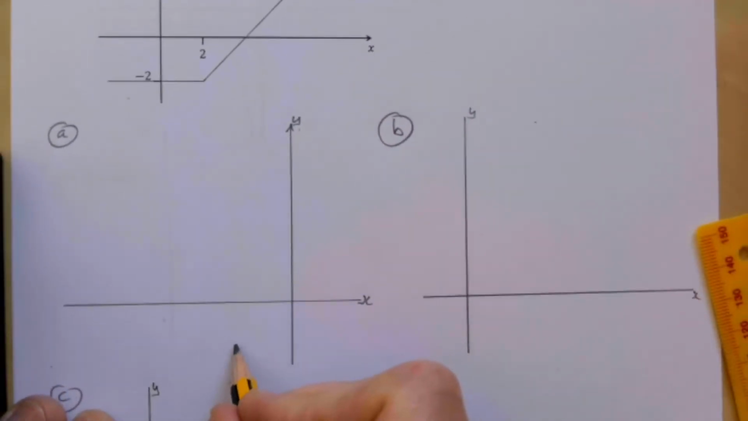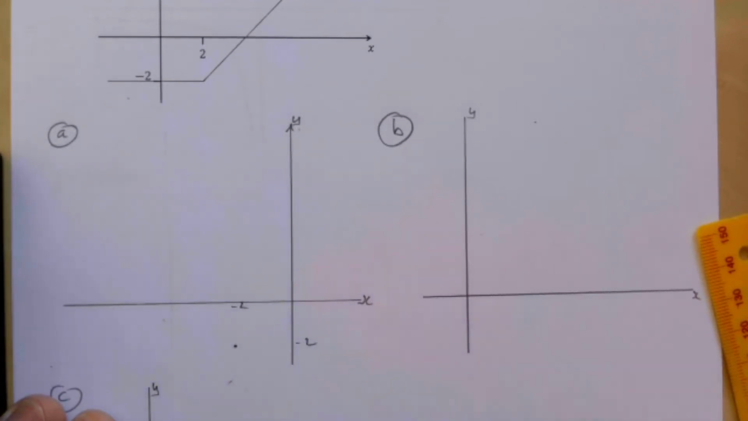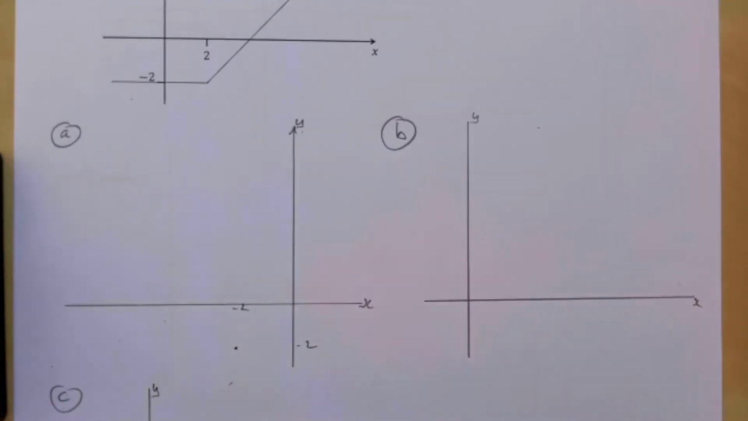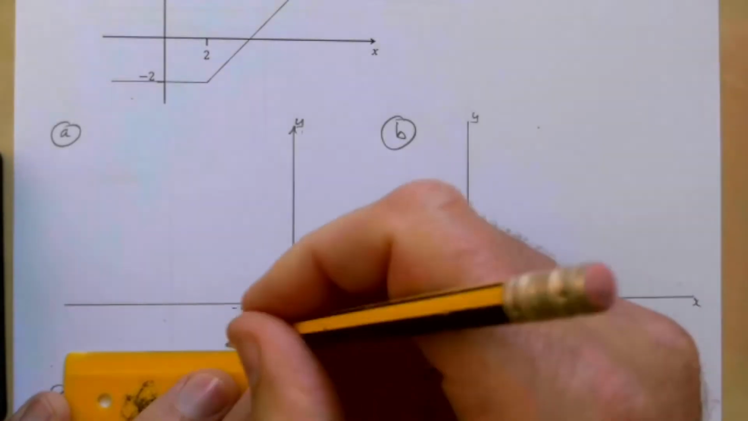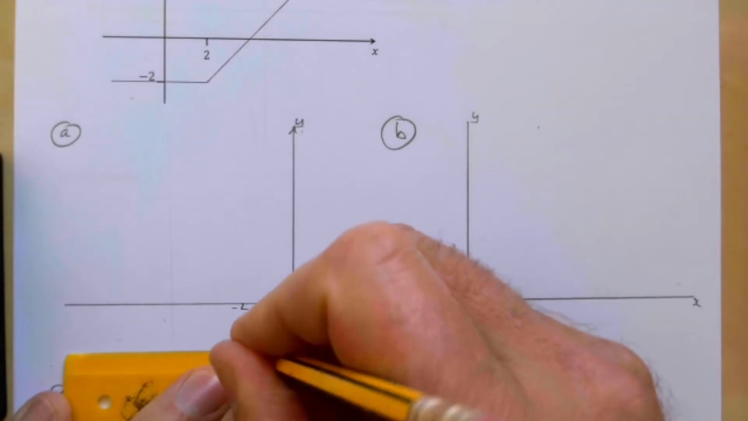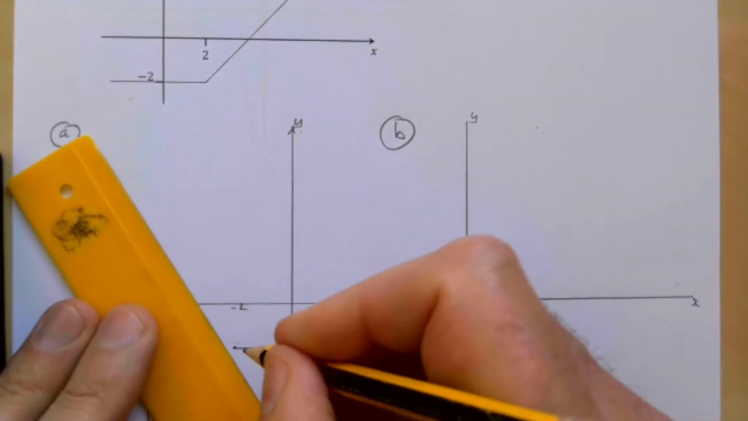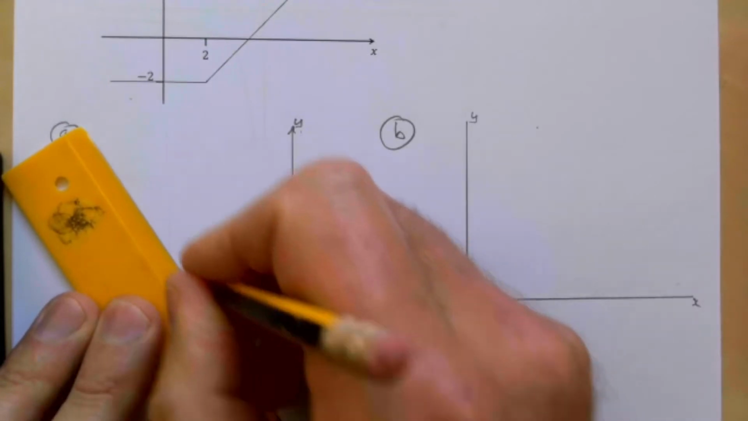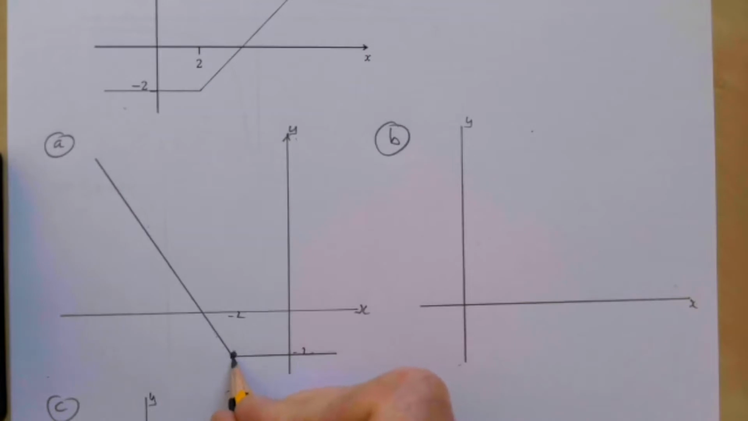So my point here is going to be minus 2, and everything is effectively a reflection of what we have above. And my new graph then looks like this. Again, that's the point minus 2.